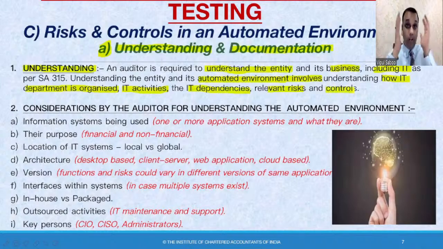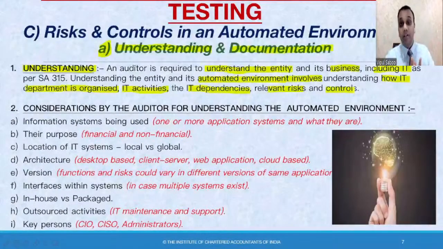So you need to understand all this and then document it in an automated environment: how the IT department works and is organized, who is the responsible person, who all have the access, what are the IT dependent activities, what could be the risks, and what controls have been put into place to mitigate those risks, to handle those risks.